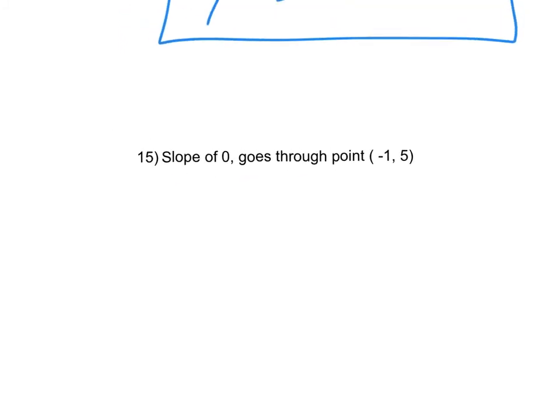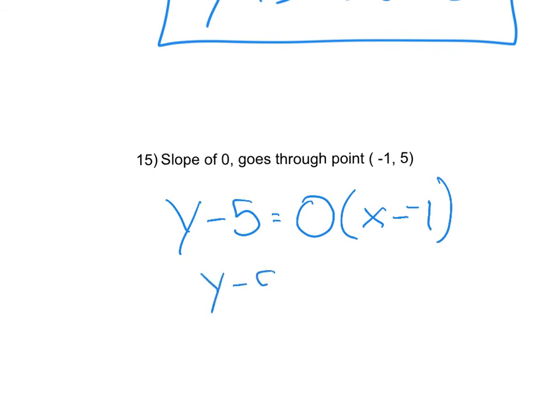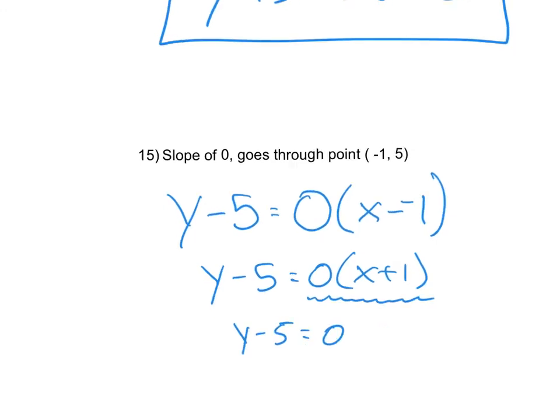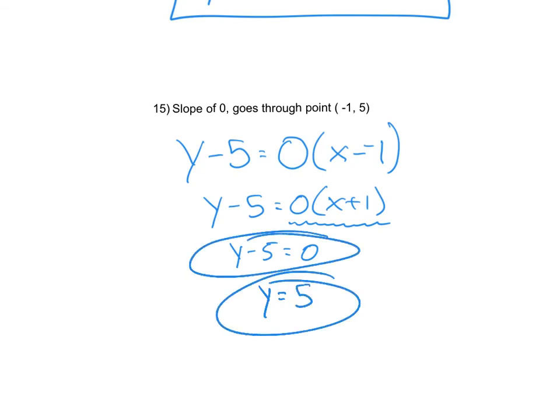Slope of 0 goes to the point -1, 5. All right, we can do this. Y minus the y value that's given is equal to the slope, which is 0, times x minus the x value that's given. All right, y minus 5 equals 0x plus 1. Technically, this is it, but 0 times anything, guess what that equals? Y minus 5 equals 0. Technically it's right there. Some people like to just take it one more step, add 5 to both sides, y equals 5, but I will take y minus 5 equals 0.